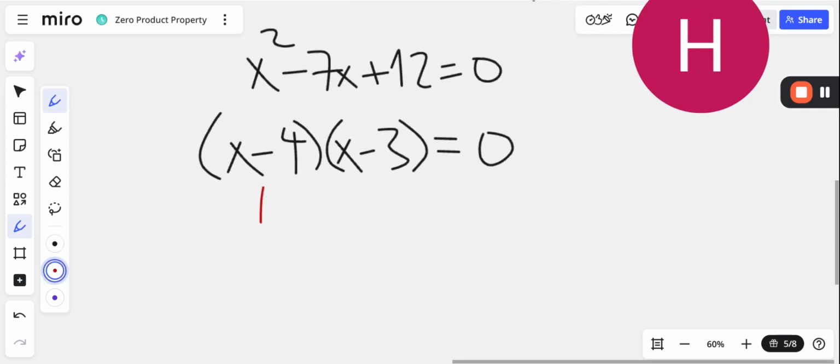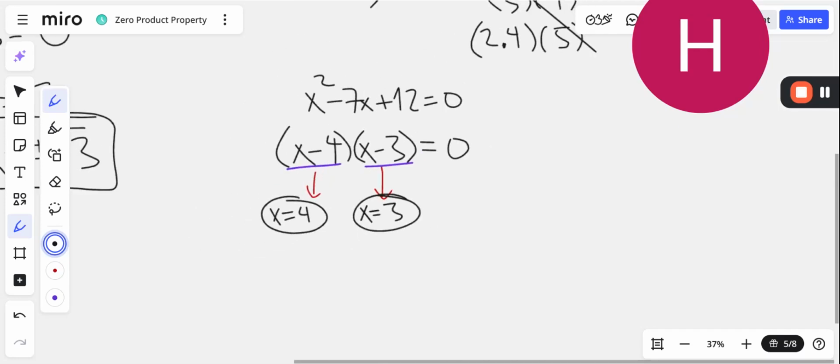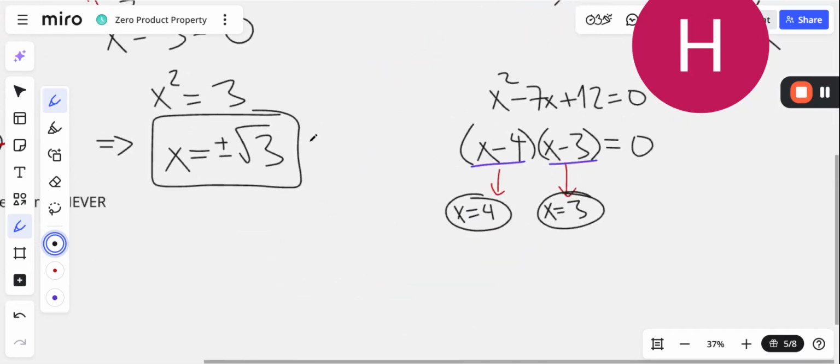Now we know for sure that if these two objects, the x minus 4, whatever that number is, and the x minus 3, whatever that number is, the only way we can be sure that their product is 0 is if one of these two numbers is exactly 0. So then we can say, okay, x equals 4 would satisfy, and x equals 3 would satisfy. All right, so don't get lost in the sauce.